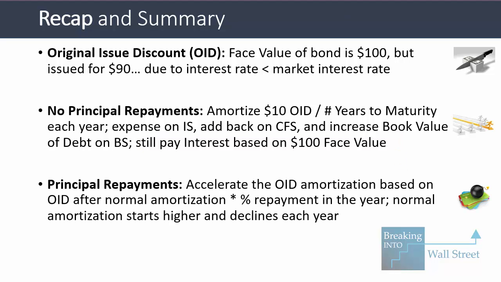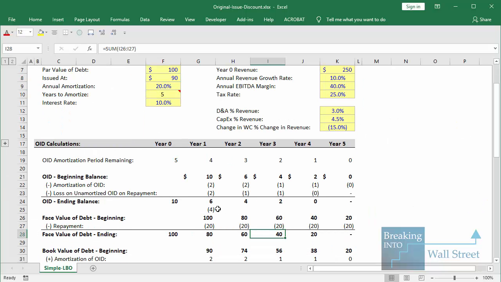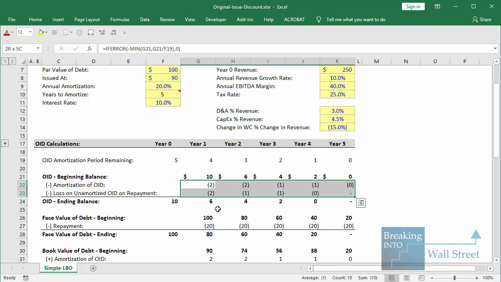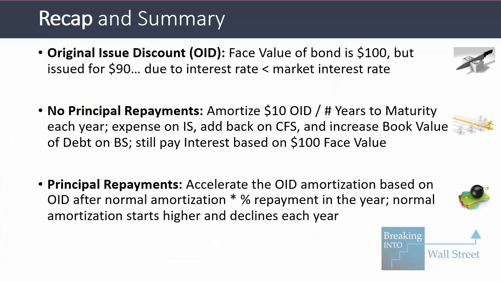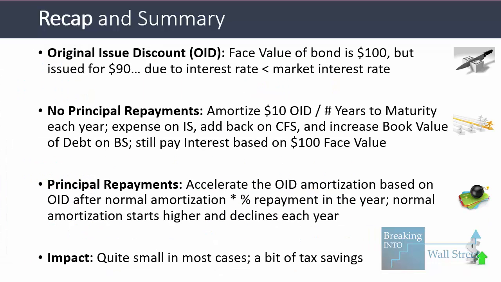When there are principal repayments, you have to accelerate the OID amortization based on the OID after the normal amortization each year times the repayment percentage in that year. Also, the normal amortization starts higher and declines each year. So the net impact is that with these principal repayments, you start off amortizing a higher amount and then go down to a much lower amount by the end. The impact overall is quite small.